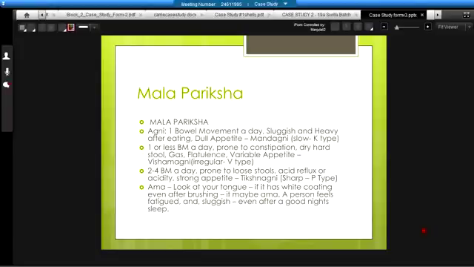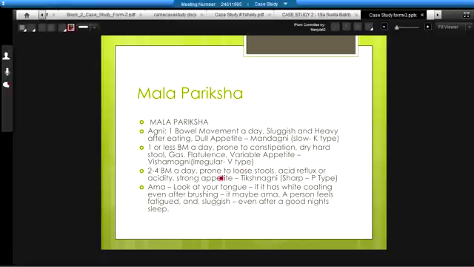1 bowel movement a day, sluggish and heavy after eating, dull appetite is Mandagni. That's Kapha type. So that's your answer for Kapha. For Vata, here we go. 1 or less BM a day, prone to constipation, dry hard stools, gassy, flatulence, variable appetite, because that Agni is very flickering in nature. Vishamagni, it's irregular. That's Vata.